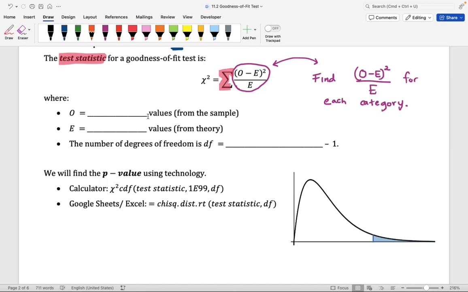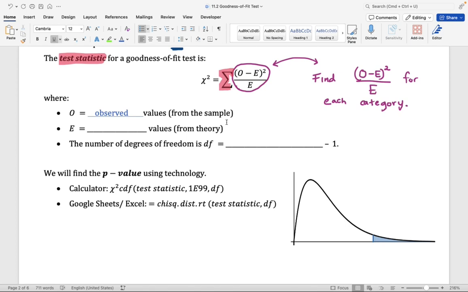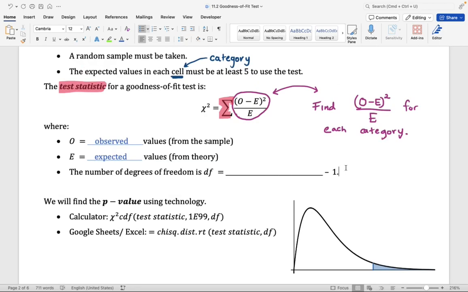Here below, we have some space to make some notes. Let's remind ourselves that O represents the observed values, and these are going to be values that come from the sample. Again, you have an observed value for each of the categories. Now, E is going to be the expected values, and we're going to need to calculate the expected value for each category using theory. You're going to need to use rules of probability to calculate the expected values.